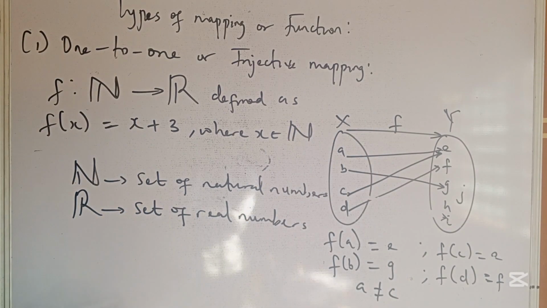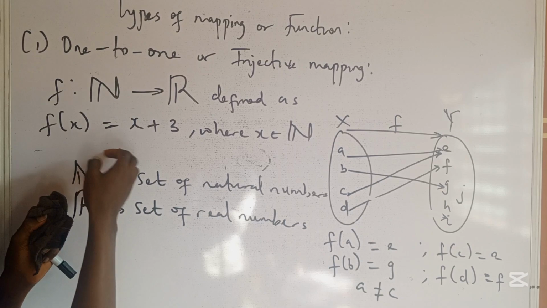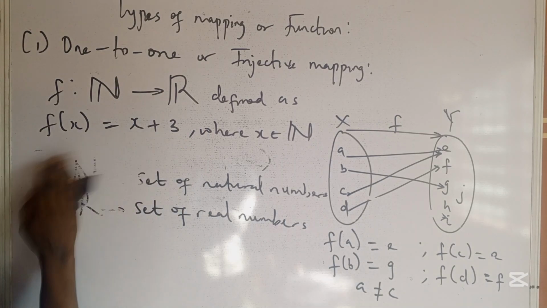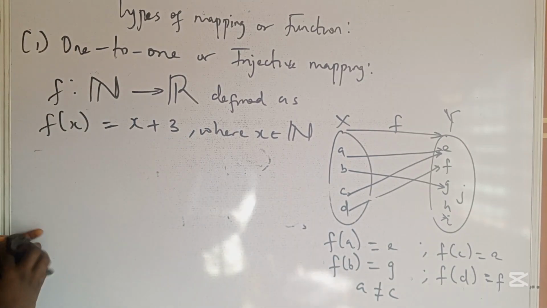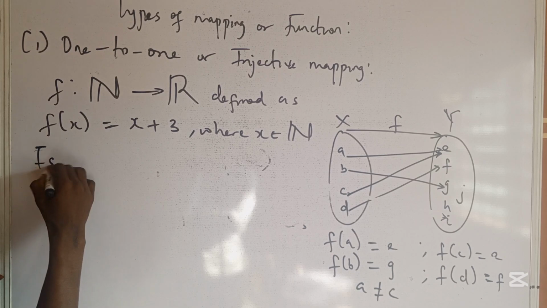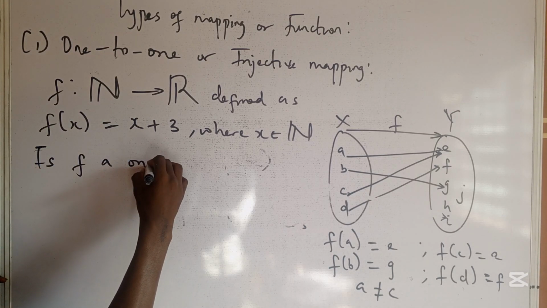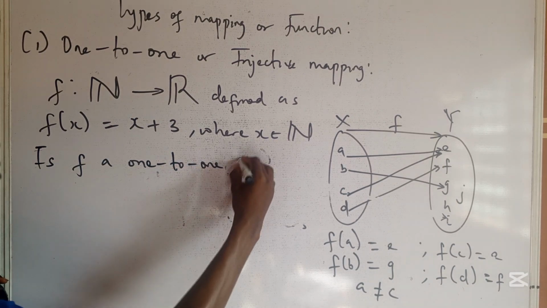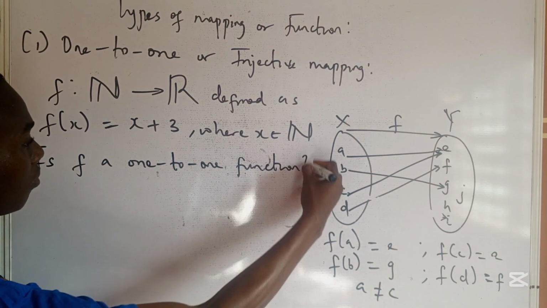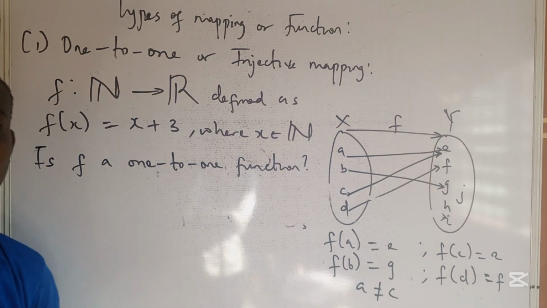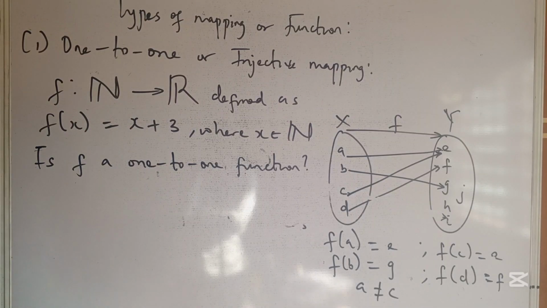Now I want to show that we have a function like this. What I want to do is show whether f is a one-to-one function, or is f injective? Now how do I show if f is injective? This is what I'm going to do.